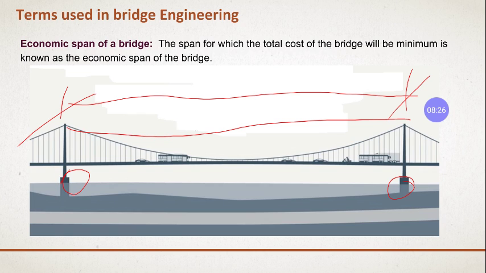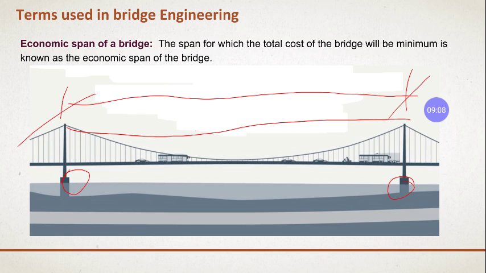Now, how to decide which span is to be taken and what distance should be taken for each span, and which is economical for that type of bridge. It depends upon the length of the bridge, the type of construction materials that are used, the natural temperature variations, and also geographical conditions, right? Depending upon all such conditions, it varies.